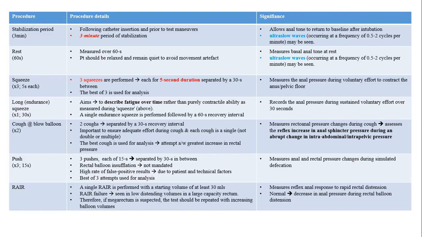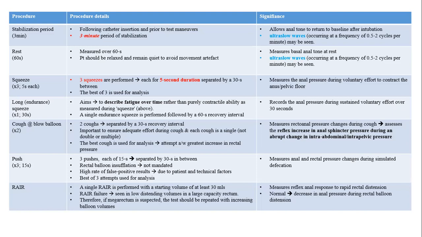After the long squeeze, we start the cough, or the alternative would be blowing a balloon. We do this procedure twice, separated by a 30-second rest interval. It's important to make sure that if the patient is coughing or blowing, it has to be a single effort, not a double cough or a multiple cough, because it will affect the analysis. The best cough effort or balloon blowing effort is used for analysis. The significance of this test is that you will be able to assess the reflex increase in the anal sphincter function during a sudden change in the intra-abdominal pressure.